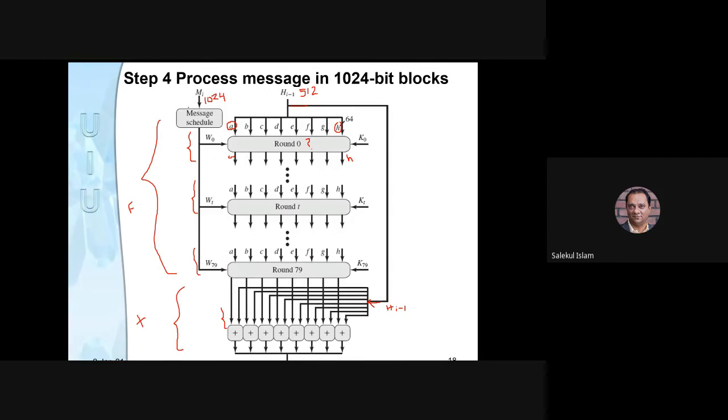So what we are going to do, this 1024-bit message will be divided into 80 pieces. So we have W0 to W79. We know that 1024 is not divisible by 80, right? So this is not that straightforward. I'm dividing it into 80 pieces. Definitely they have some mechanism to do this division, to work out how W0 to W79 can be derived.